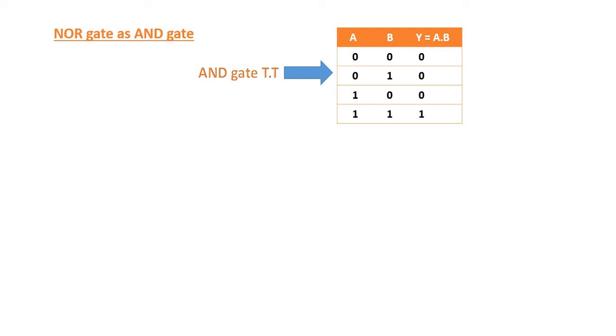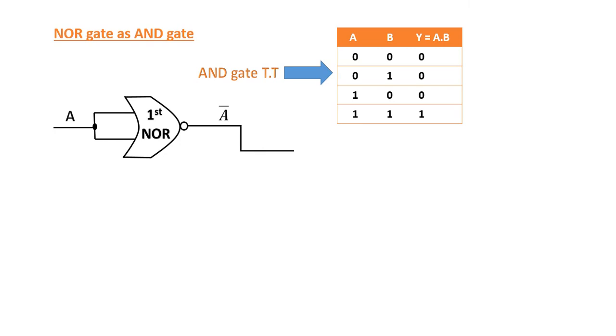To prepare AND gate from the NOR gate, my first NOR gate will be this one. Here you can see both inputs of my NOR gate are combined into a single input, and we know that when the inputs are merged into one, then the NOR gate will act as a NOT gate. So the output of this first NOR gate will be A complement, because this first NOR gate is acting as a NOT gate, and NOT gate is the inverter and it will complement its input. So the output will be A complement.